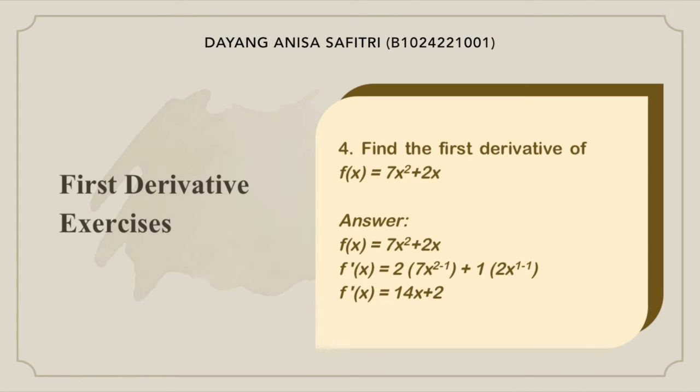f(x) equals 7x^2 plus 2x. f'(x) equals 2 multiplied in bracket 7x^(2-1) plus 1 multiplied in the bracket 2x^(1-1). So the first derivative of this term is f'(x) equals 14x plus 2.